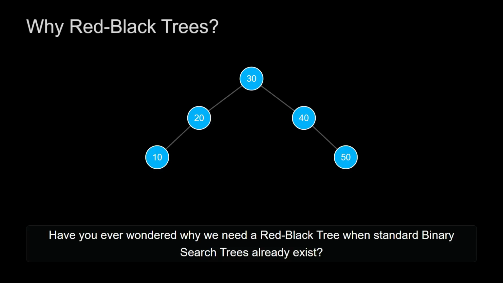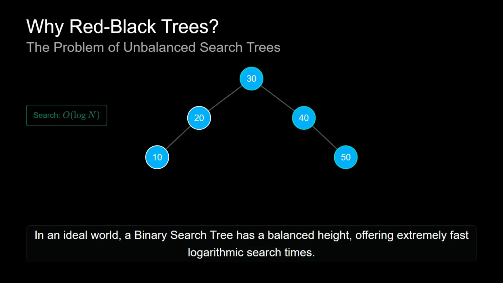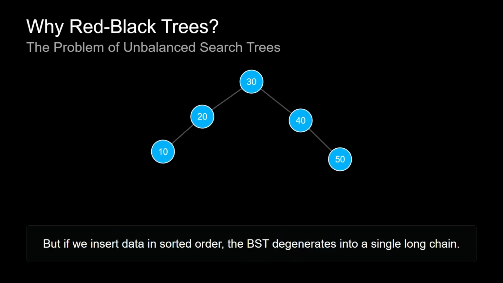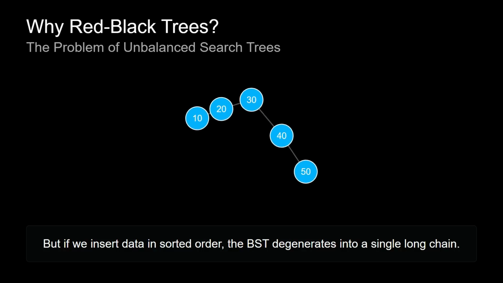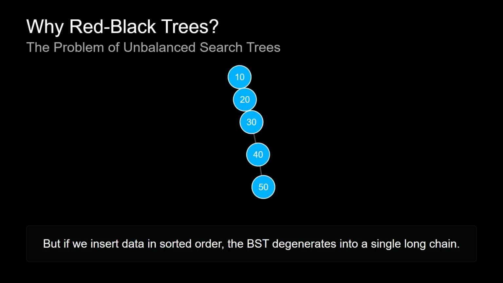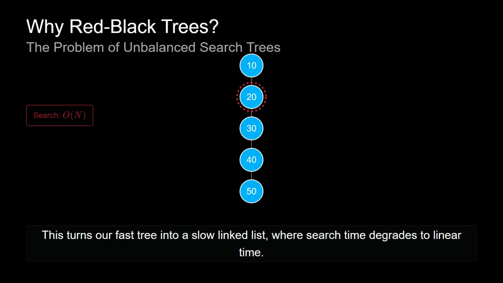Have you ever wondered why we need a red-black tree when standard binary search trees already exist? In an ideal world, a binary search tree has a balanced height, offering extremely fast logarithmic search times. But if we insert data in sorted order, the BST degenerates into a single long chain. This turns our fast tree into a slow linked list, where search time degrades to linear time.